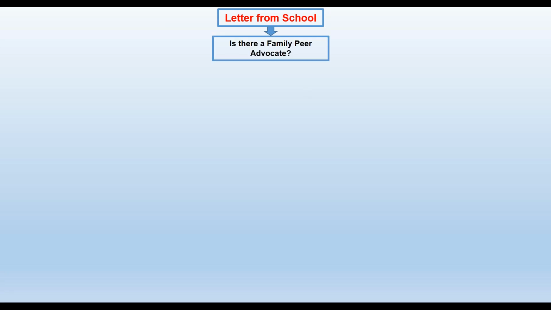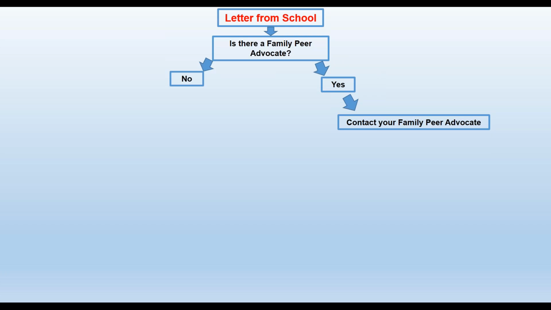So the parent or caregiver has a flow of services. So the first question to ask, is there already a family peer advocate involved in this person's life? If there is, then that's the best case scenario. We can just contact your family peer advocate. If we're assuming that this case is a family that is not yet connected to any kind of services, we're not really involved in any services, there might not be a family peer advocate yet.